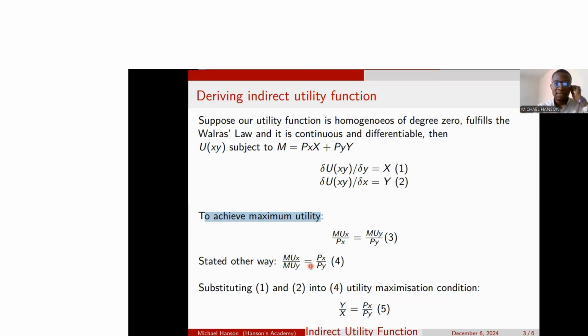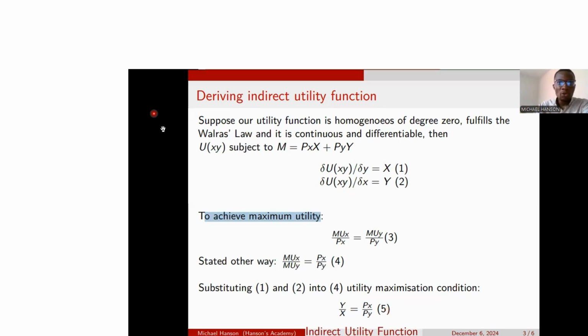utility maximization. So when we substitute equation 1 into equation 2, where we have the marginal utility of X, we replace it by Y, and the marginal utility of Y by X, into equation 4, we get equation 5, suggesting that the marginal utility of X, which is equal to Y, over the marginal utility of Y, which is equal to X, should all be equal to the price ratios in equation 4. So substituting equations 1 and 2 into the maximization condition in equation 4 gives us equation 5.